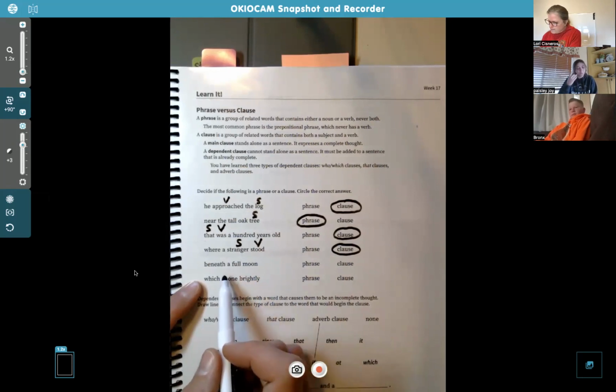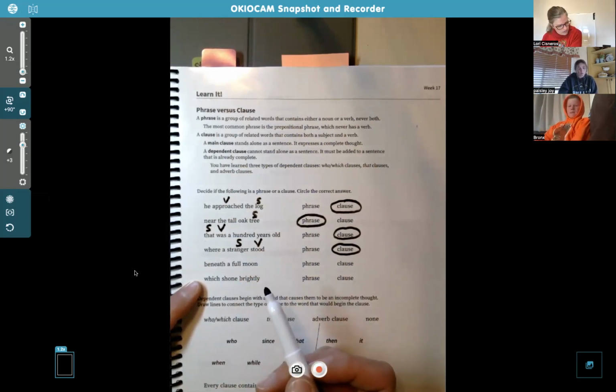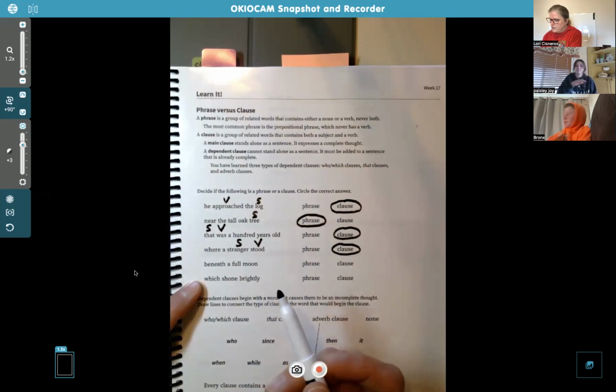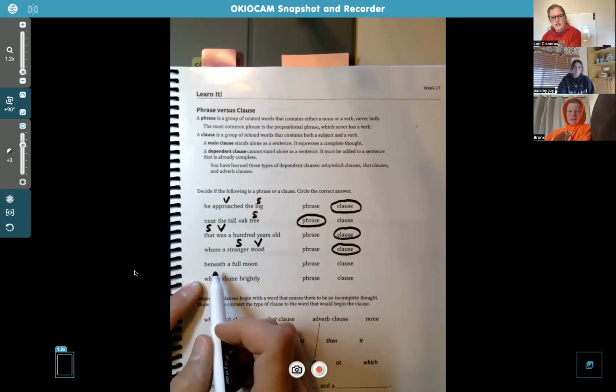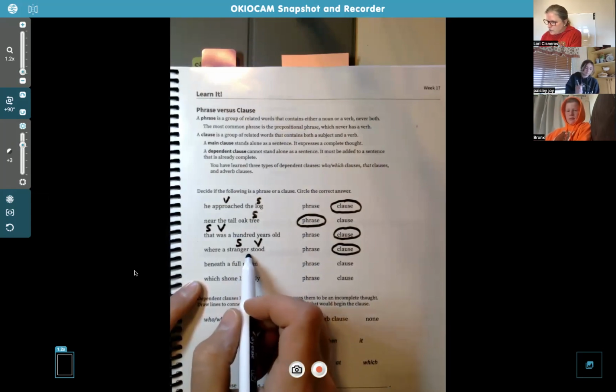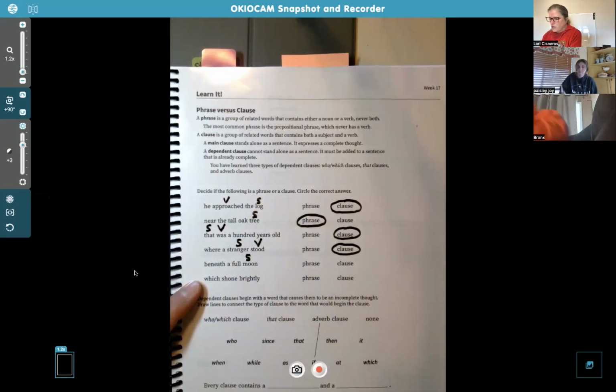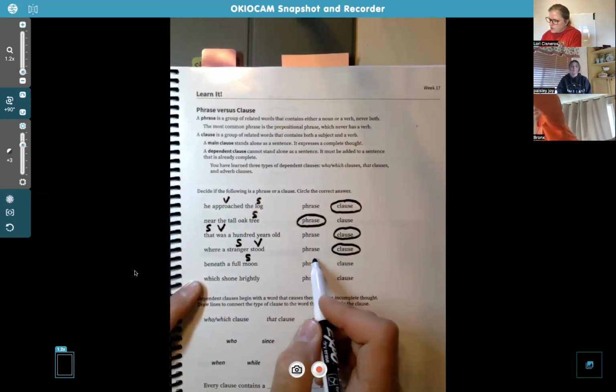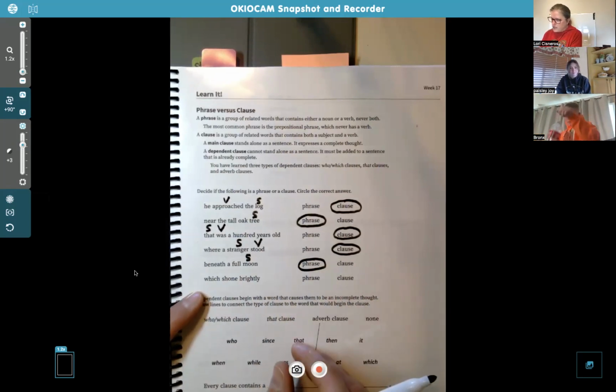Beneath a full moon. Phrase. It's actually a phrase, and you might have recognized beneath is a preposition. But we have the subject is moon, right? We have the subject, but no verb with it. So you're correct. It is a phrase. Back to Bronx.